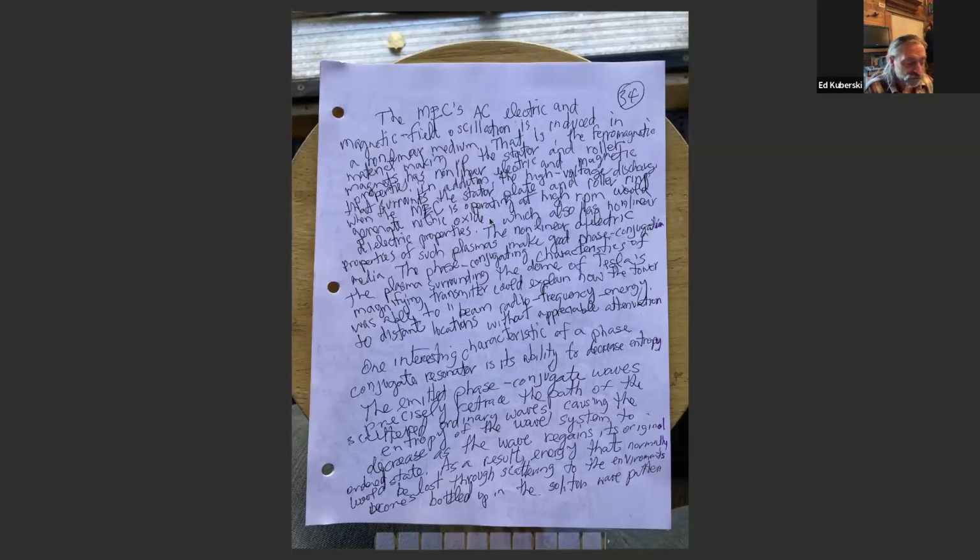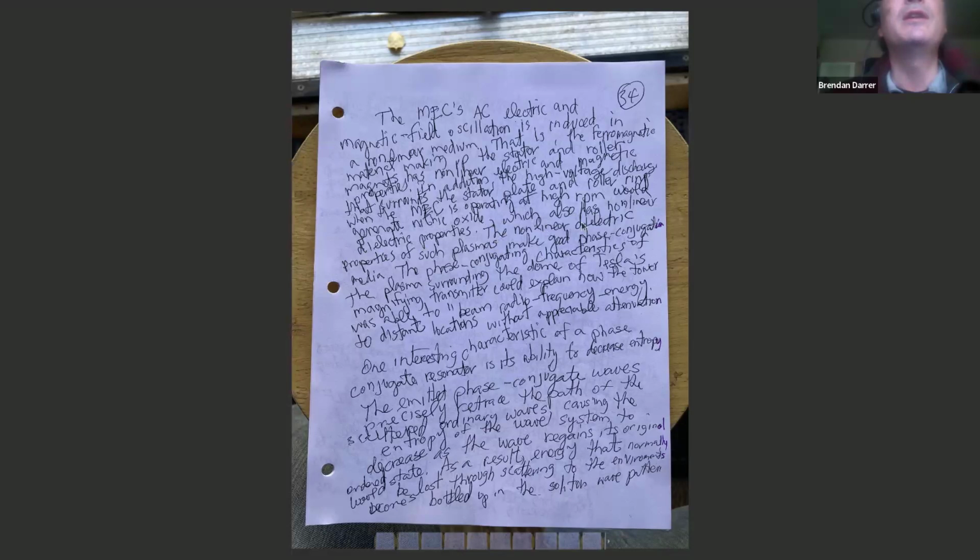I'll just stop you there for a quick second because that's exactly the same thing that we talked about that Tesla was doing with his tower at Wardenclyffe, which also has nonlinear dielectric properties.